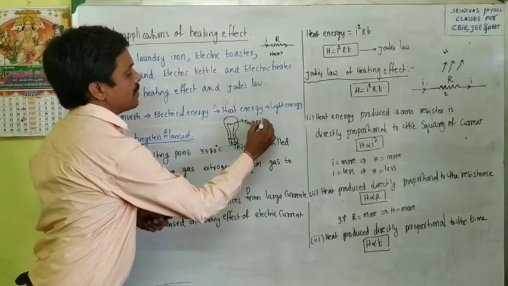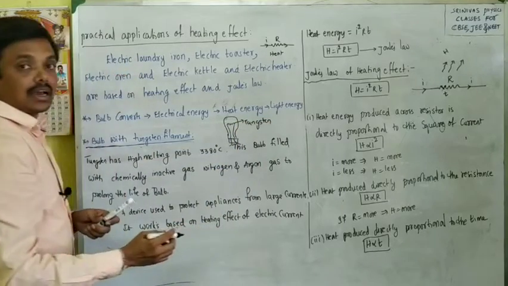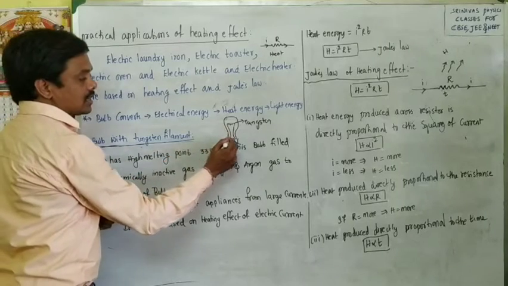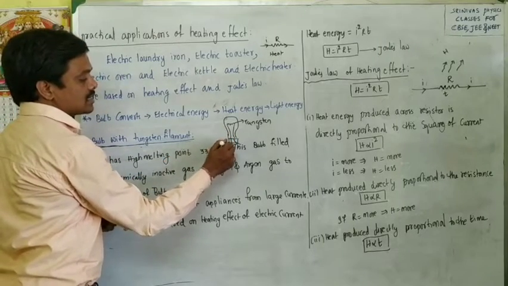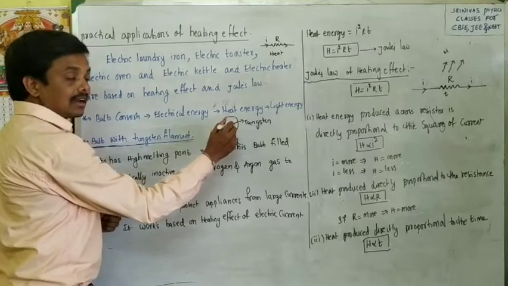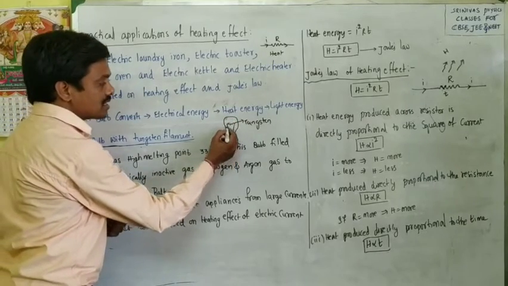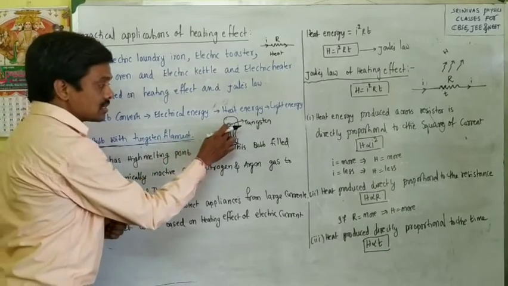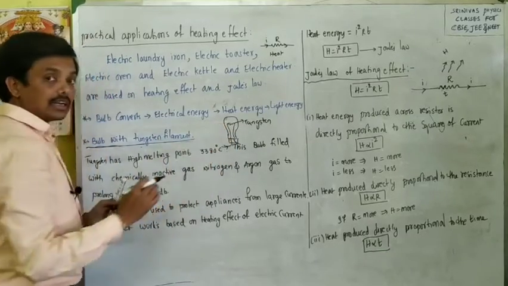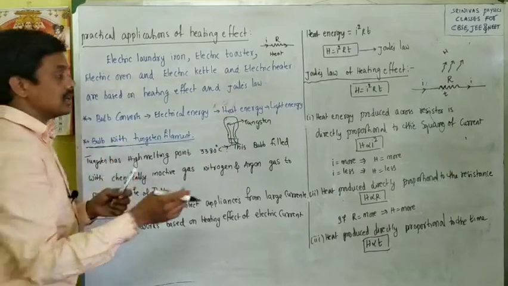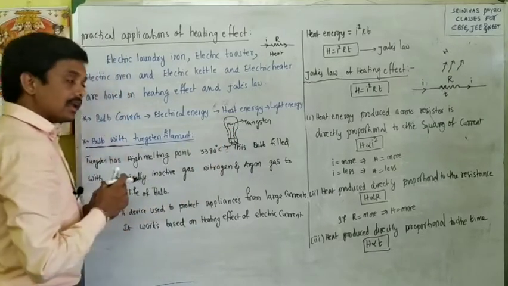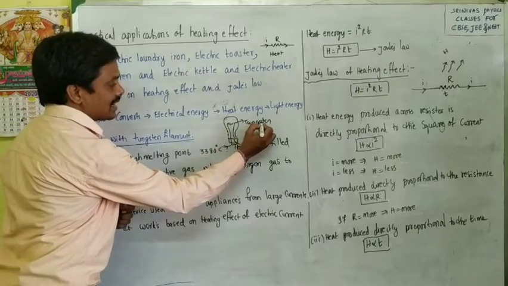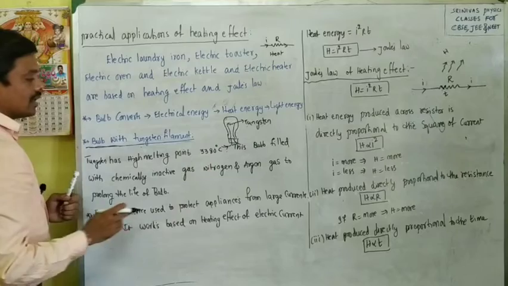This tungsten filament has a high melting point. When current passes through it, heat develops, and along with that light develops. Due to the heat, the temperature increases with time, and when it heats to a large temperature, it can also generate light. This tungsten filament is also a metal.